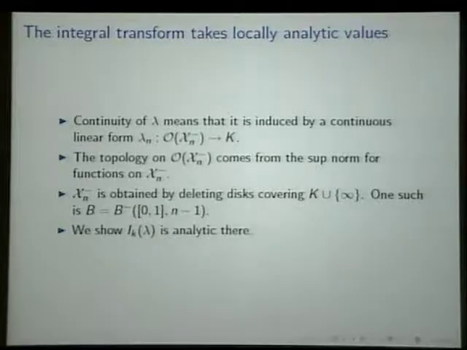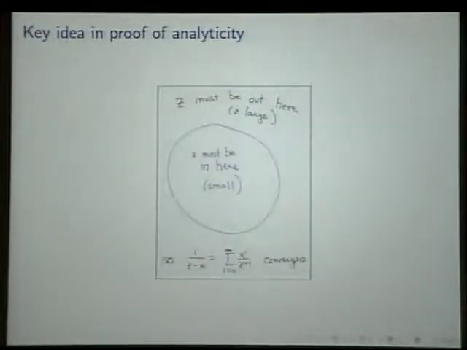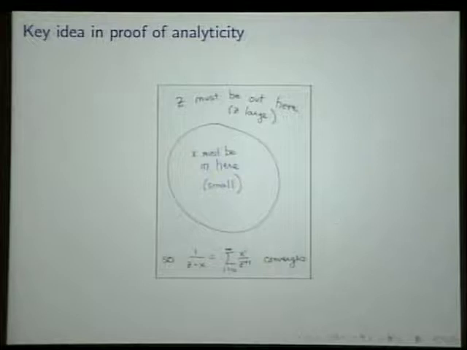So here's a picture, right? Out here, this is the p-adic upper half plane, and z is out here. So z is big, and x is a variable on the boundary. So x has to be in here, where it has to be small. Okay, this is one picture. And now we're interested in 1 over z minus x. But z is big and x is small, so we expand it in a geometric series, which will converge.